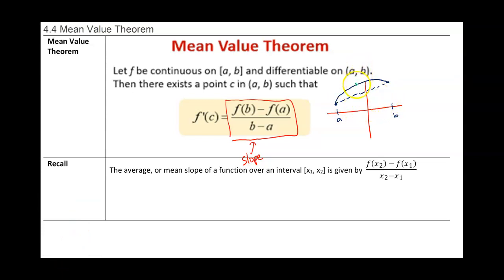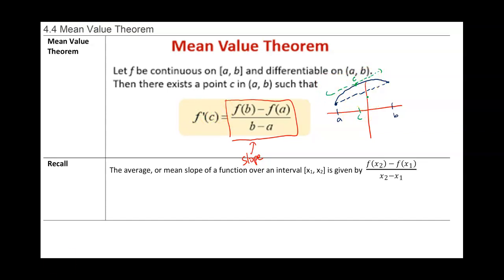So what this is saying is that in between this interval a and b, there's going to be some point c, like this is going to be point c, where the slope of the tangent line at point c, which is also its first derivative, is going to equal that slope. That's essentially what this is saying.